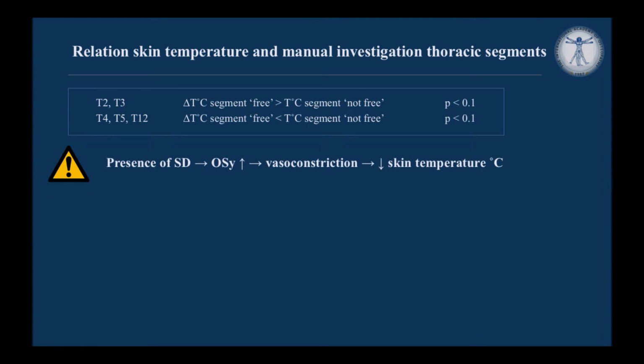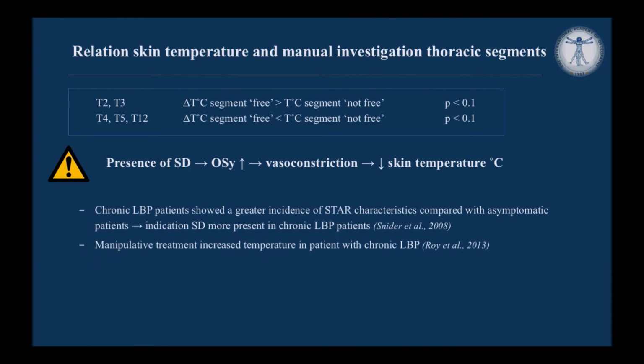First, with the presence of a somatic dysfunction, mainly the sympathetic part of the autonomic nervous system is stimulated. Most blood vessels are innervated by sympathetic nerve fibers. These nerve fibers induce vasoconstriction, through which skin temperature is decreased. In the study of Snyder et al., it was shown that chronic low back pain patients have a greater incidence of star characteristics compared with asymptomatic patients. This would indicate that somatic dysfunction is more present in low back pain patients.